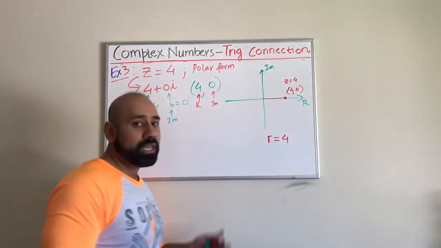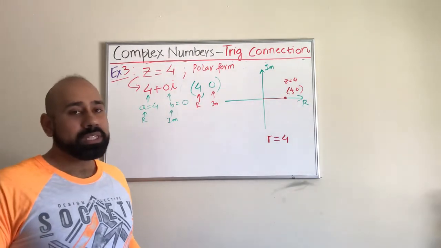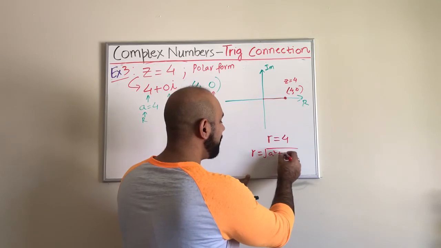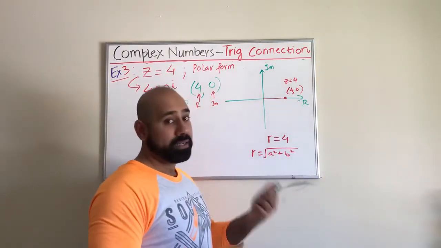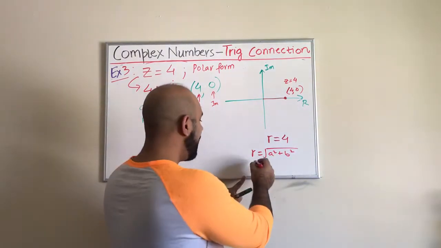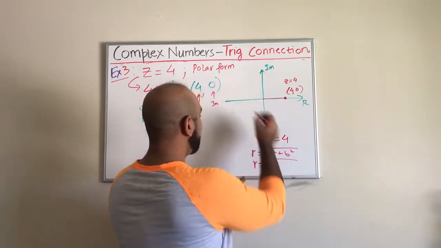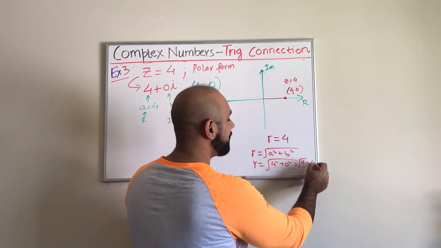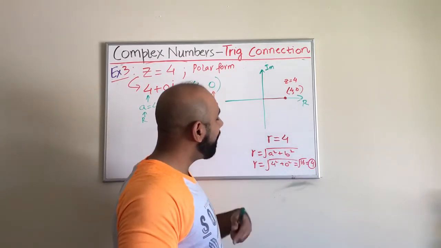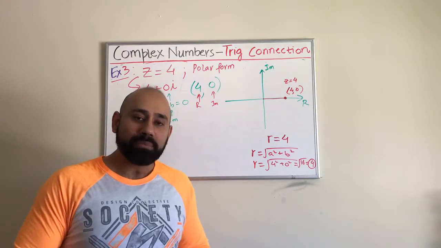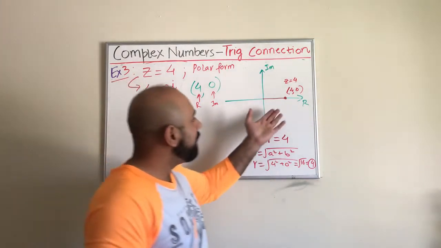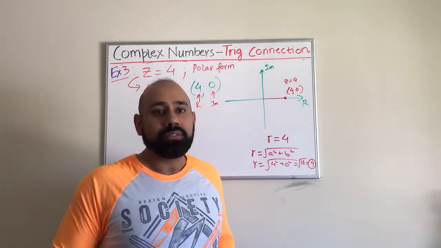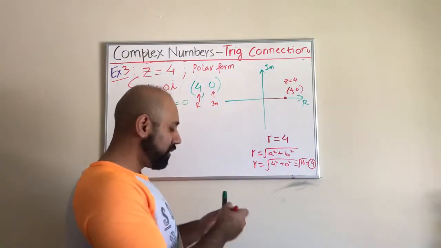And if you want to use the Pythagorean theorem to find it, you will still get the same thing, because we know r equals the square root of a squared plus b squared, where a and b are the real and imaginary parts of the complex number. On this example, it's 4 squared plus 0 squared. If you simplify this, it's the square root of 16, which is just 4. But we don't have to do all the extra work, because we already know that the absolute value is the distance from the origin, and we have a visual of this complex number. We can clearly see that it is 4 units away from the origin. That means r is automatically 4.